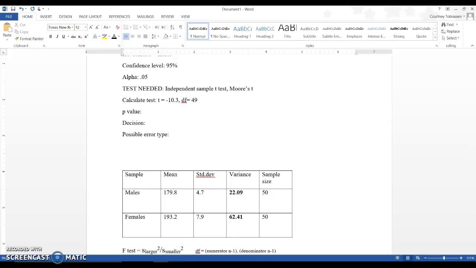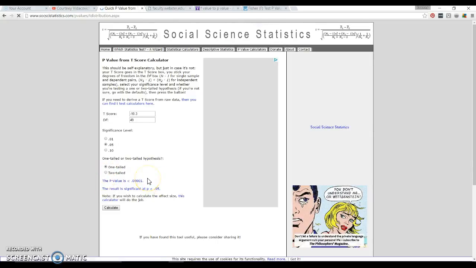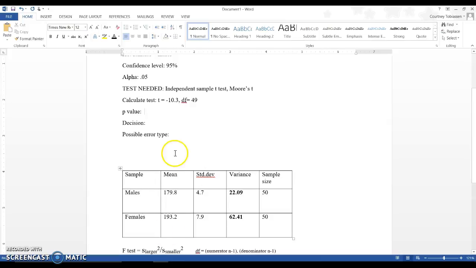So I need to change t to a p-value. So I'm going to go back to my t-test calculator. Again, if you Google t-test to p-value, there's a bunch of different calculators. They're all the same. So negative 10.3. My degrees freedom is 49. I'm going to keep a 0.05. This is actually one tail because we want to see our females higher than males. So it's one tail, not two, directional. I hit calculate. And my p-value is very, very, very small. So my p-value in this case is less than 0.001.